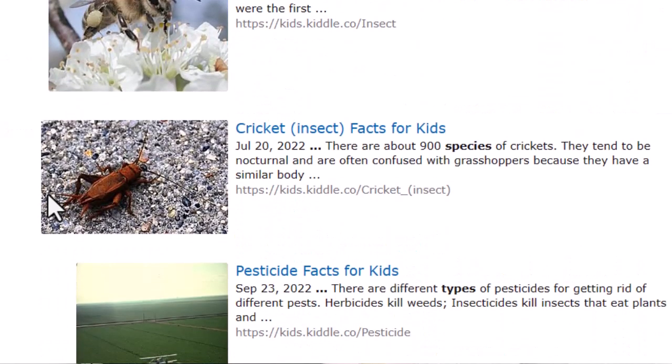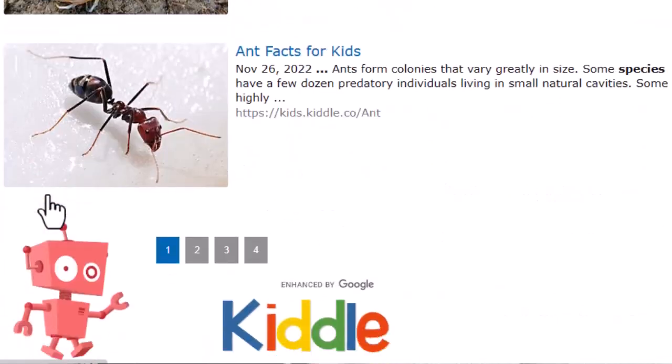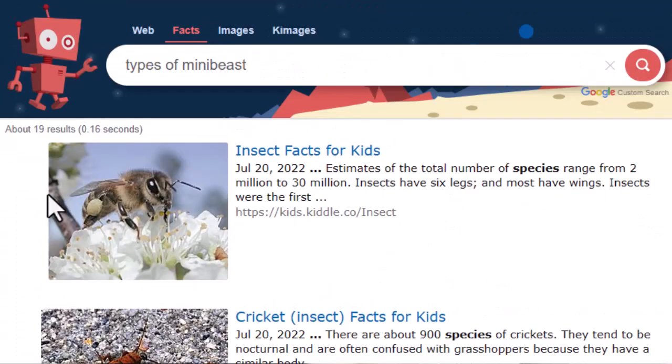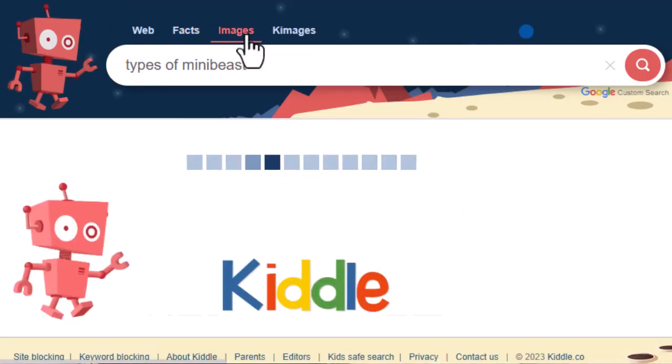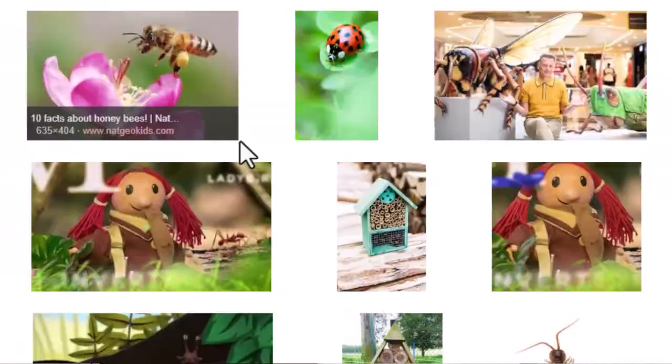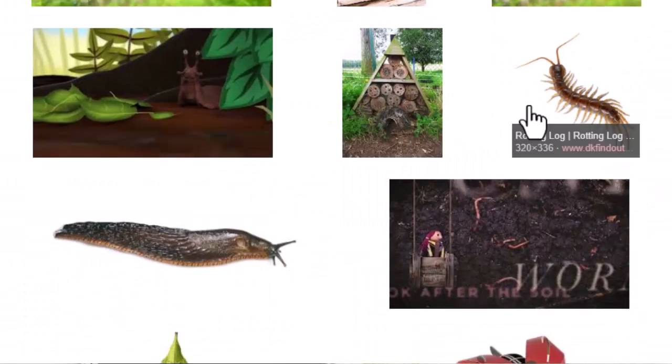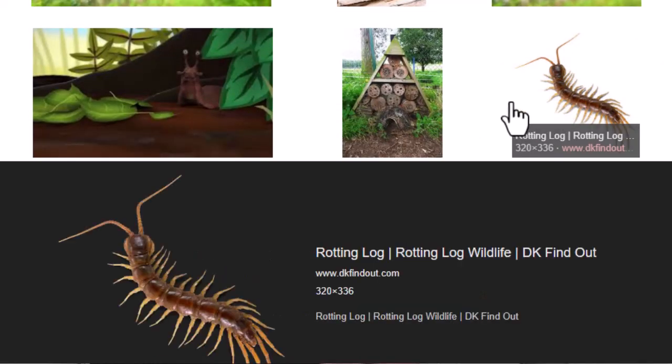For example, if their inquiry is about mini beasts, they may want to look for some different types of mini beasts first before searching for more specific information about, say, a beetle or a snail.